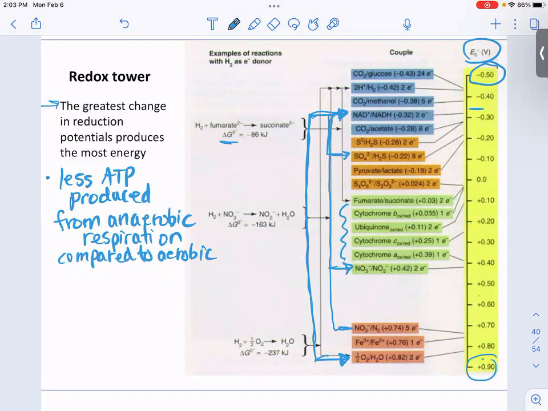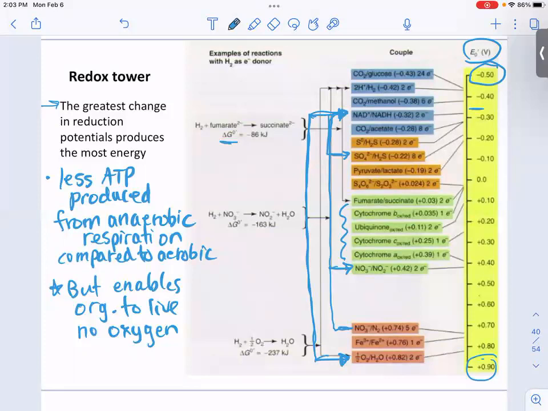Places where there's no oxygen, right? Okay, but it enables the organism to live where there's no oxygen. So, deep within a landfill or some swampy area. Okay.